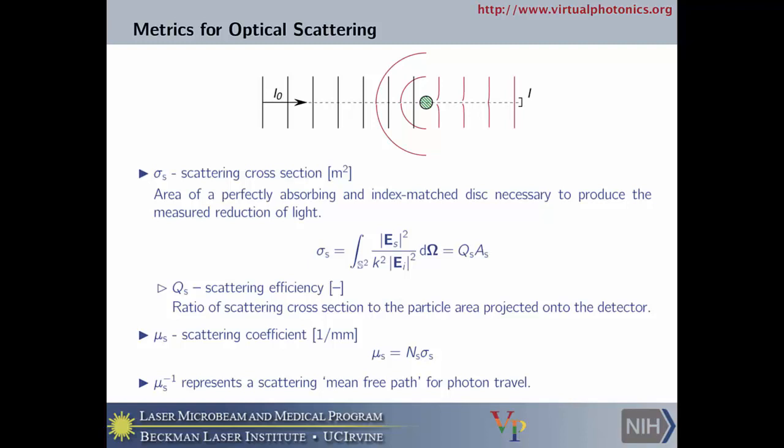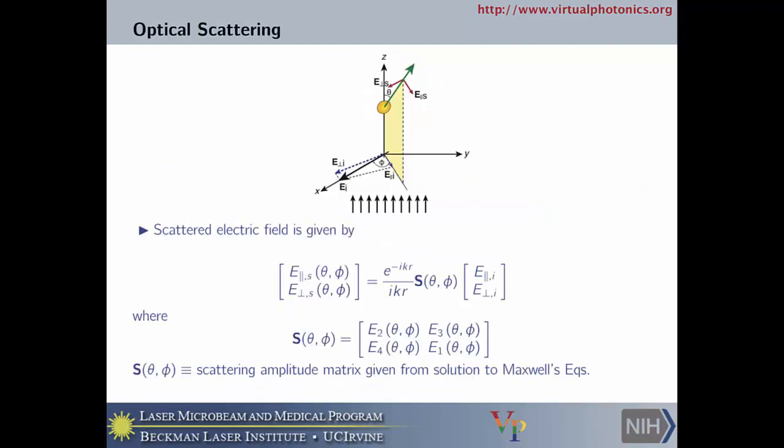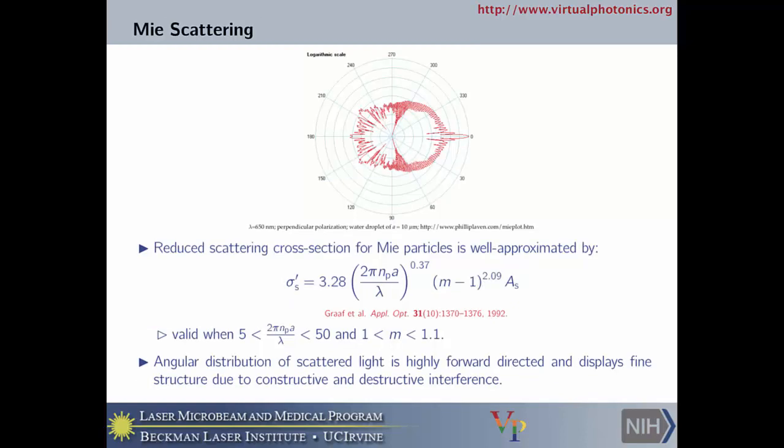So I talked a little bit about how the scattering amplitude matrix gives you the total angular description of scattered light from this particle. So let's look at what these scattering amplitude matrices may look like. Let's look at cases where your scatterer is typically larger than the wavelength of light. This is a simulation or solution of how red light interacting with a water droplet 10 microns in diameter in air scatters light.